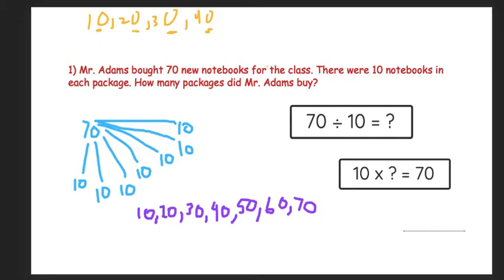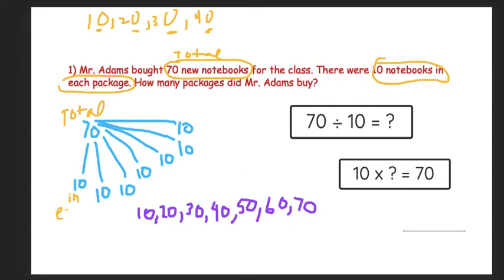Mr. Adams bought 70 new notebooks for the class. There were 10 notebooks in each package. How many packages did Mr. Adams buy? 70 new notebooks, that's the total. There were 10 notebooks in each package. So it's already telling us what we should expect when we draw our representation. 70 is the total, and this is 10 in each, right?